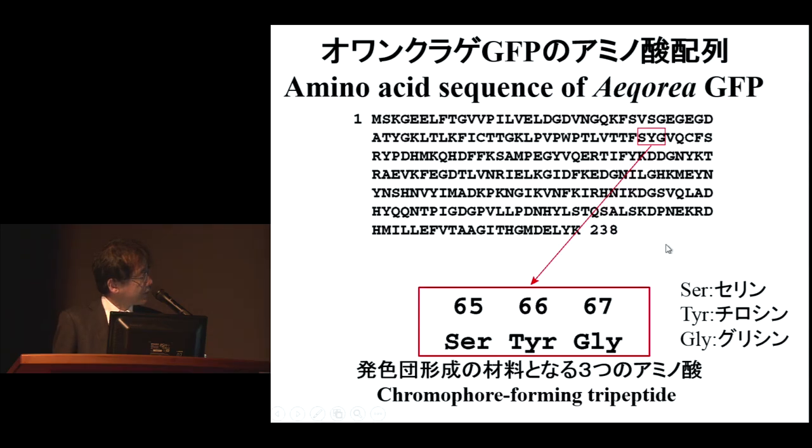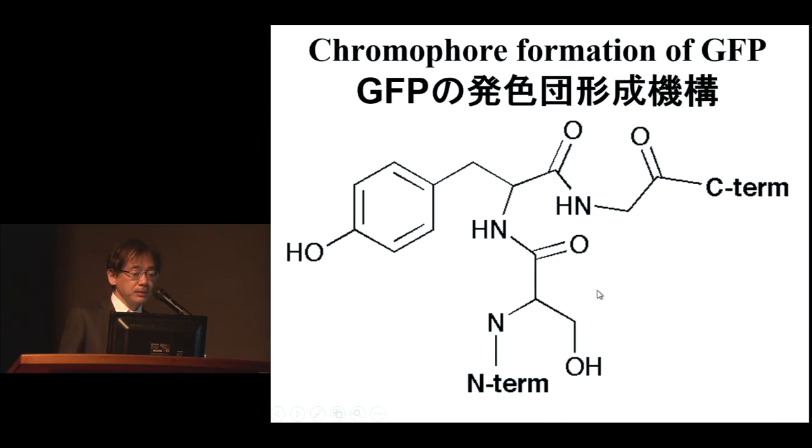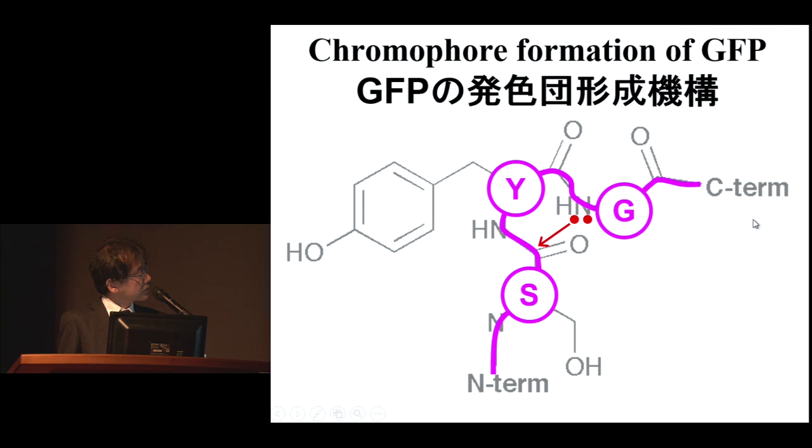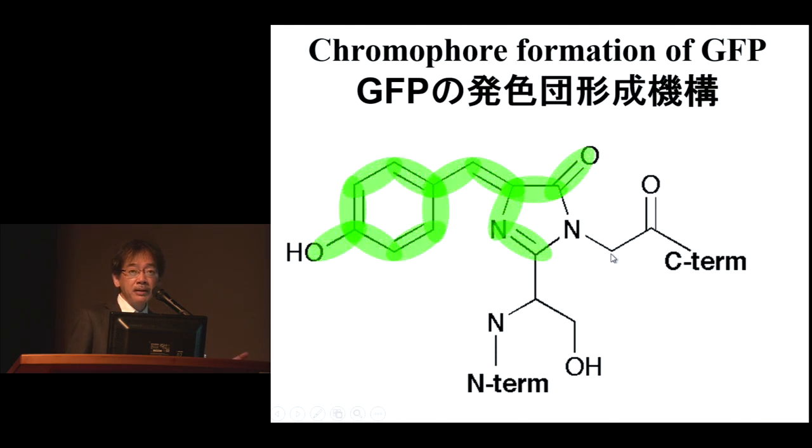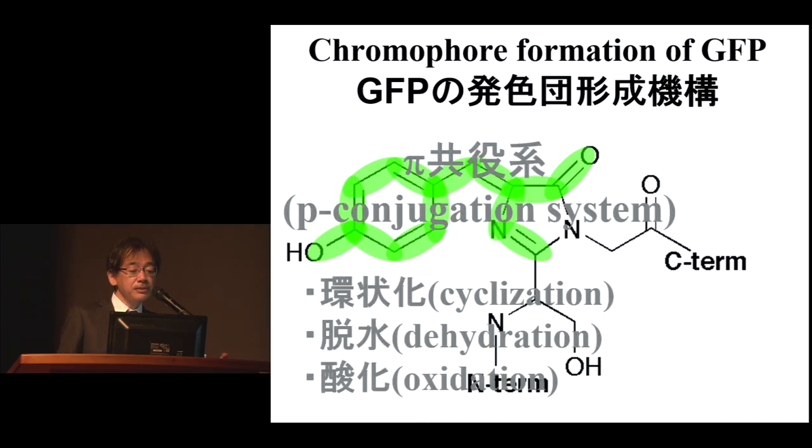And let's look at the primary structure of E. coli GFP, just a 238 amino acid peptide. There is no chromophore in this peptide. But from these 3 amino acids, serine, tyrosine, glycine, during the folding into a protein, 3 reactions occur spontaneously: cyclization, dehydration, and oxidation reactions, to make a pi conjugation structure. So this is GFP's chromophore, which absorbs blue light. And you may wonder, how is the fluorescence? The answer is here.